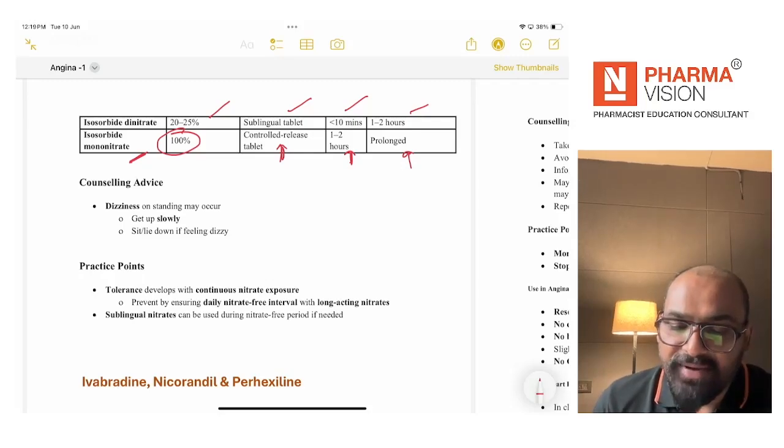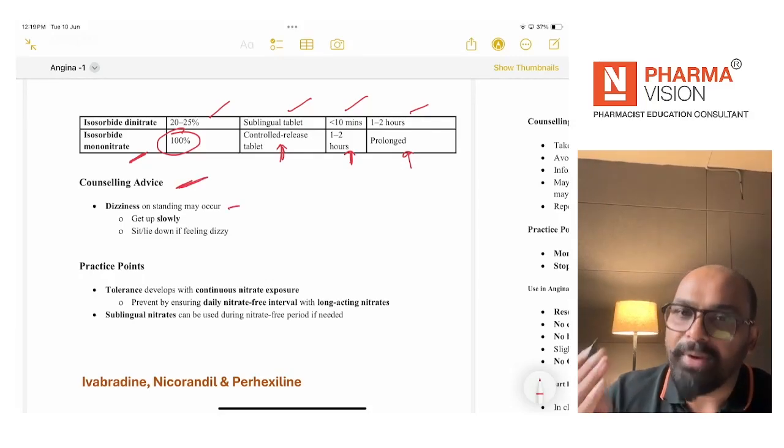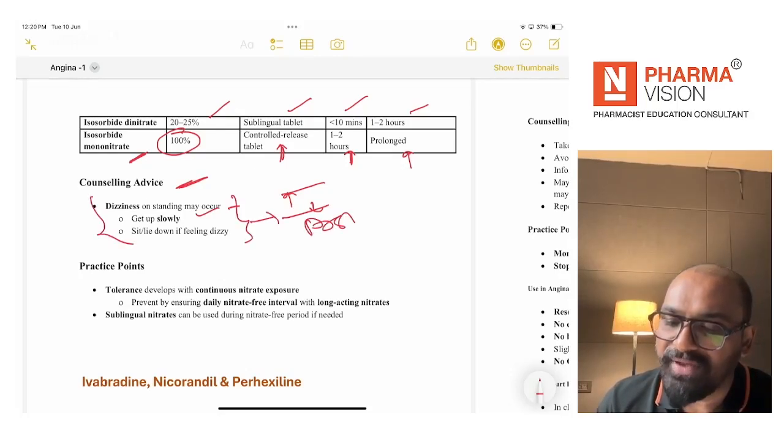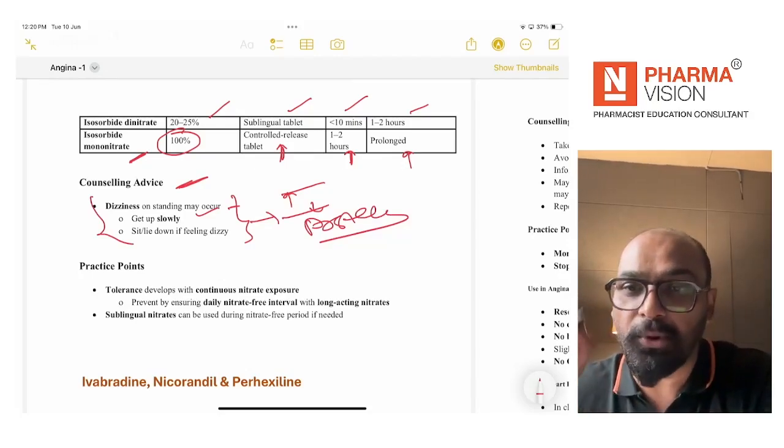Okay, counseling advice: dizziness occurs on standing. Why? Because of the vasodilation, which can cause postural hypotension. So get up slowly. Whenever you change position, counseling points on postural hypotension are very, very important from the pharmacist's point of view.